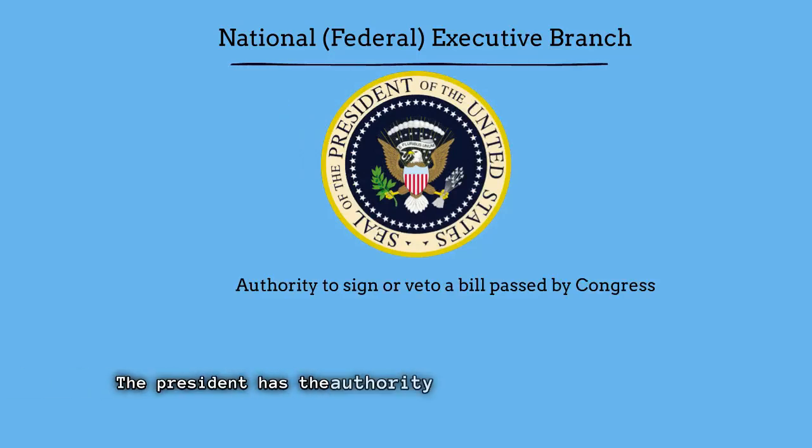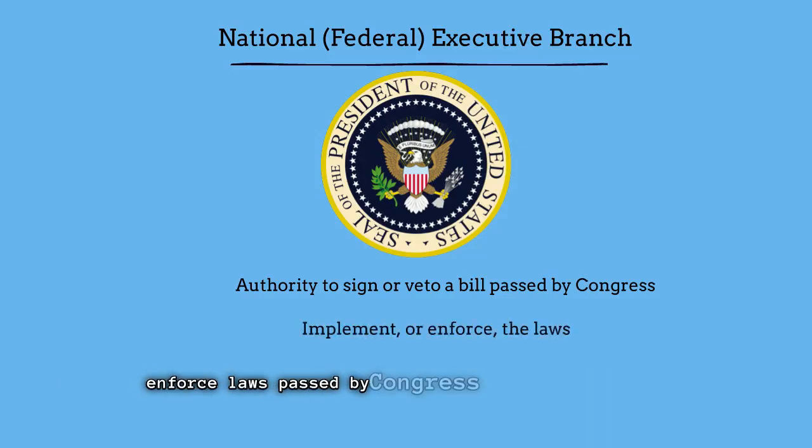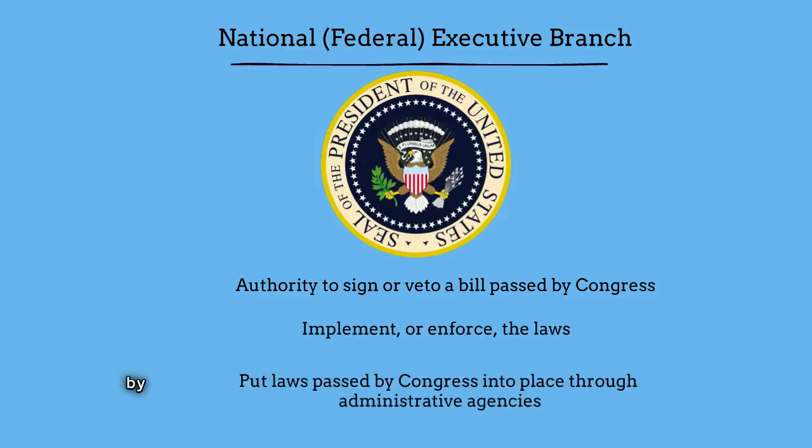The president has the authority to sign or veto, or reject, a bill passed by Congress that may become a law. The president also has the authority to implement or enforce laws passed by Congress and put laws passed by Congress into place through administrative agencies.